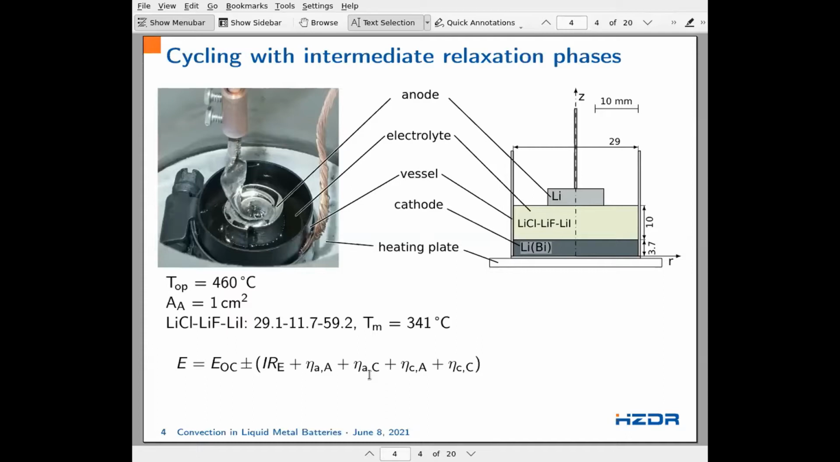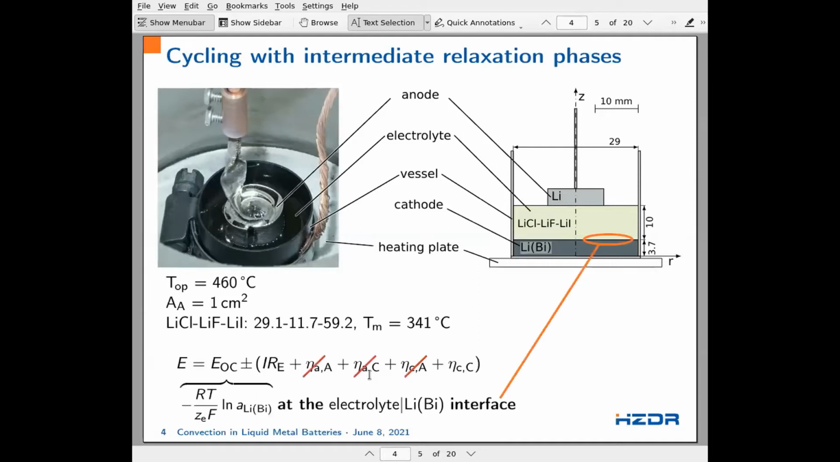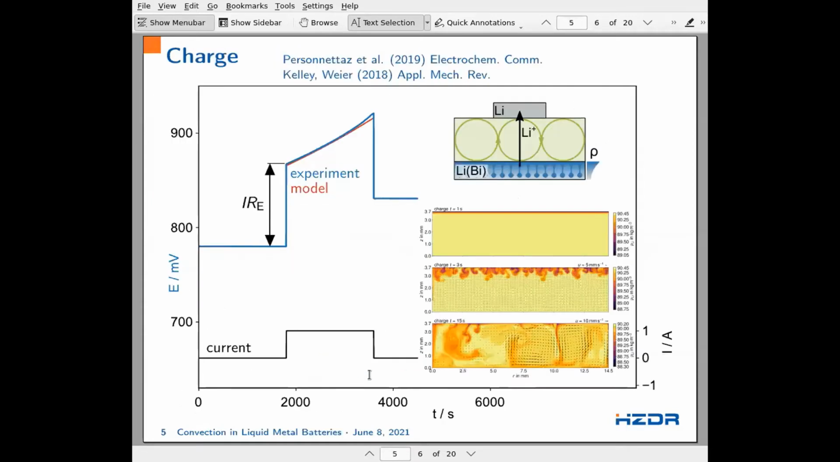So if you discharge or charge a cell, it's not only the open circuit voltage that counts, but you also have to take care about voltage losses. And voltage losses are first and foremost the ohmic losses due to the resistivity of the electrolyte. And then we have several overvoltages, but most of the time only the overvoltage in the cathode due to mass transfer plays a significant role, as well as, as I said already, the ohmic resistivity.